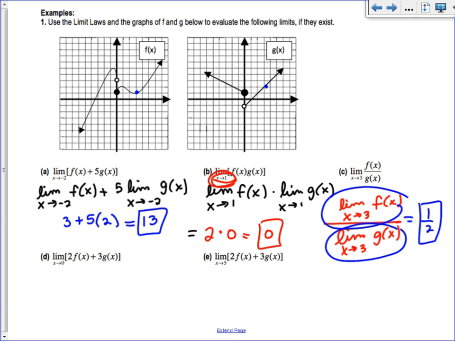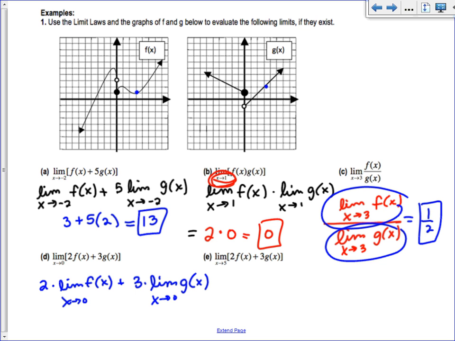All right. The next one, limit as x goes to 0. This is going to be 2 times the limit as x goes to 0 of f of x plus 3 times the limit as x goes to 0 of g of x. Basically anything that has an x will have the limit part with it. So 2 times the limit as x goes to 0 of f of x, what's that?